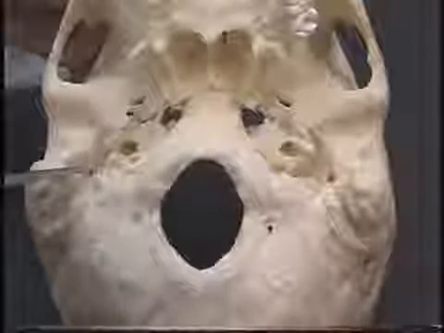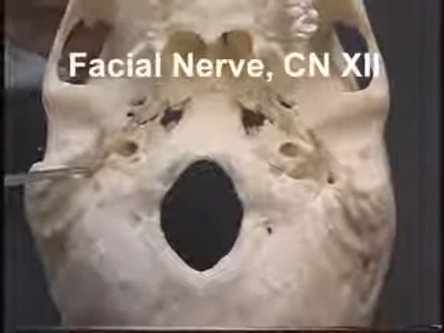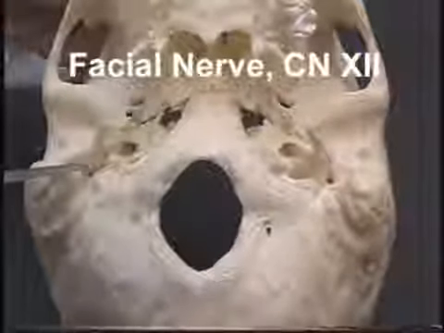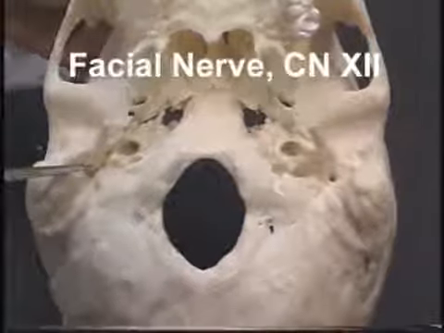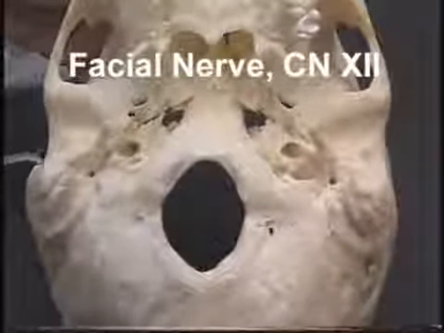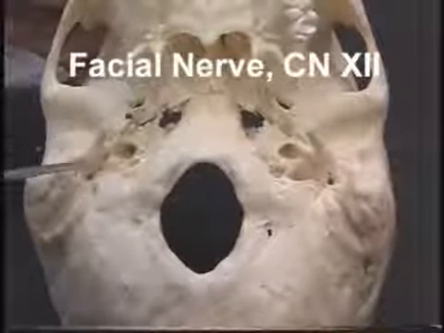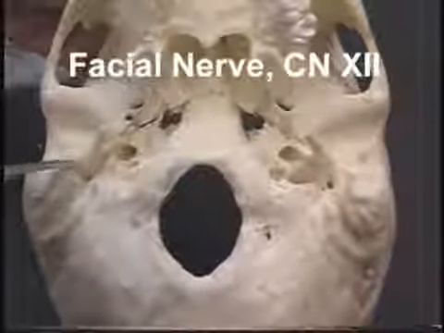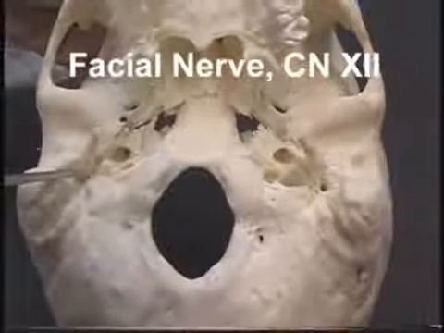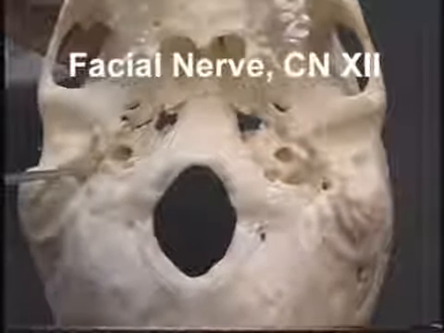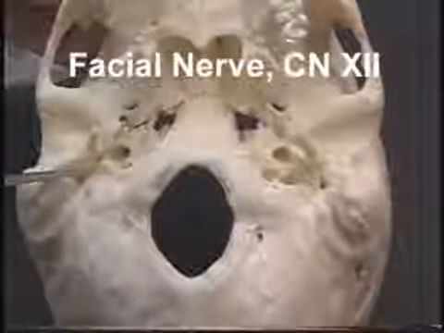Answer number 5, that is facial nerve, and the probe is pointing to stylomastoid foramen. This is the mastoid process here. This is the styloid process, and in between this round opening is your stylomastoid foramen. So the facial nerve exits from the middle ear cavity through the opening.